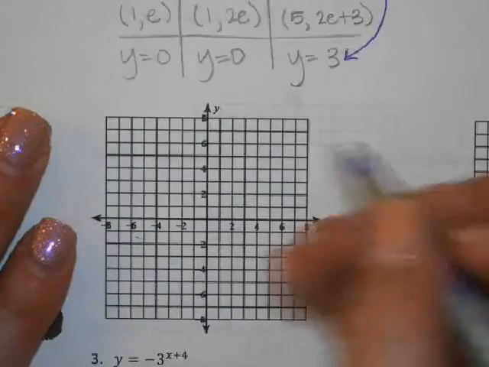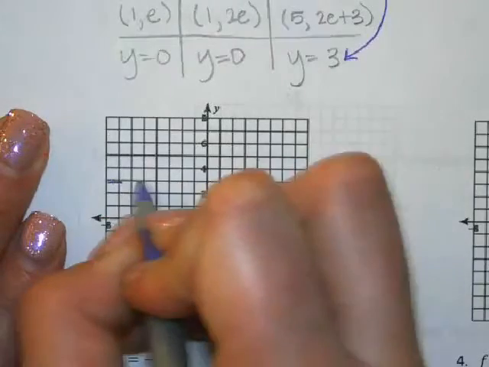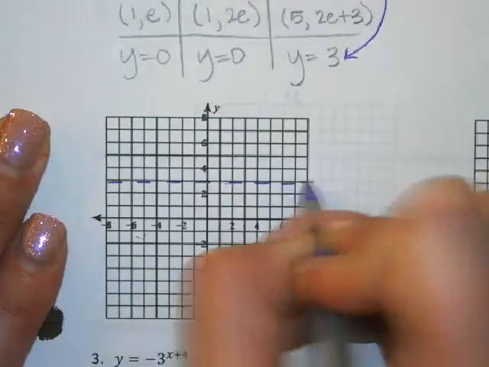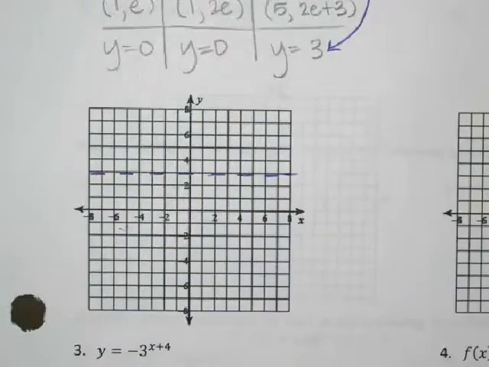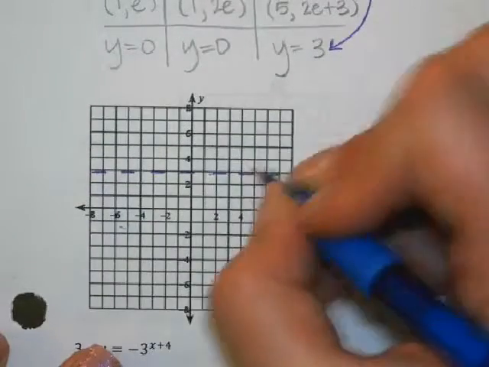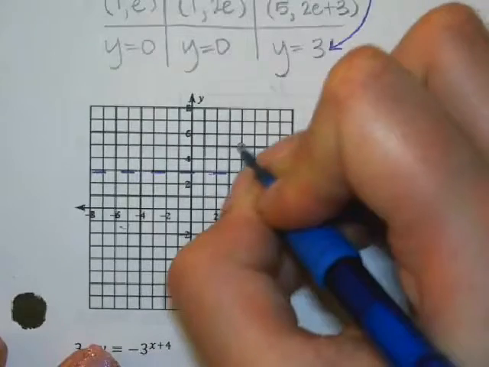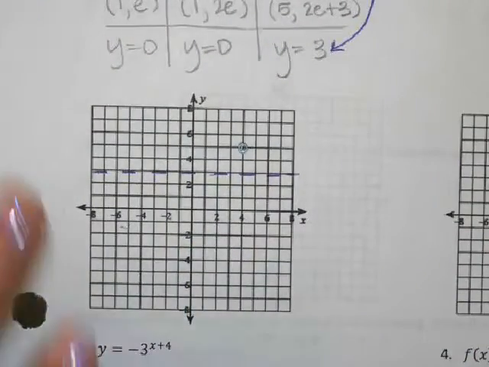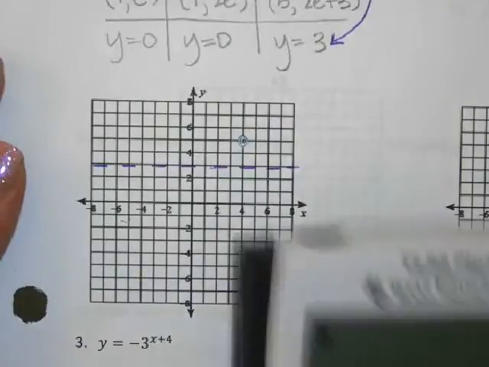Okay, so let's go ahead and graph this. We have horizontal asymptote of 3. And we have the point 4, 5. And then I'm going to use my calculator to figure out what 2e plus 3 is.